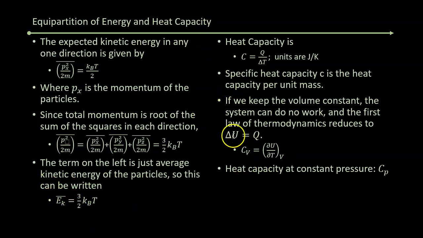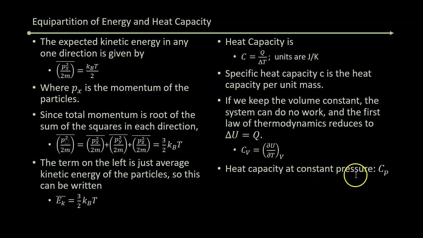The heat capacity is the amount of heat you put in for any given change of temperature. The heat capacity we often use, lowercase c, is a specific heat, because this has mass and everything in it, and this takes mass out. If we keep the volume constant, the system can't do work, and then the first law of thermodynamics reduces to change in energy equals Q. Then we get to the heat capacity for constant volume. That's what this little CV means. Heat capacity for constant volume is partial U with respect to temperature with volume held constant.